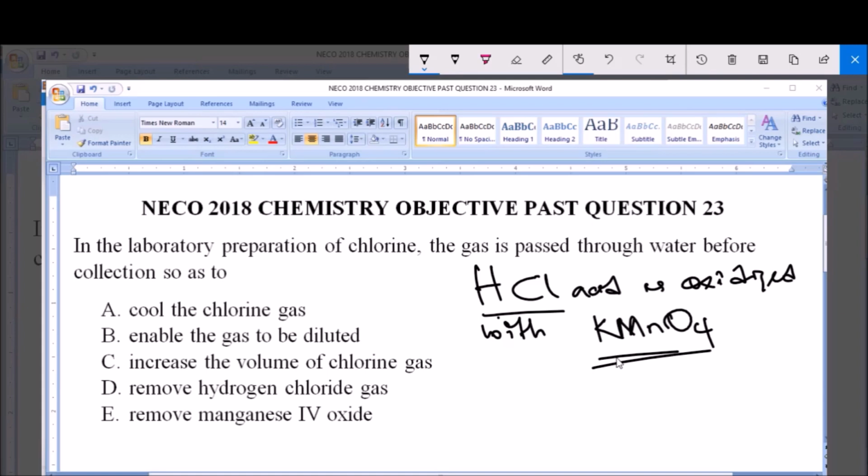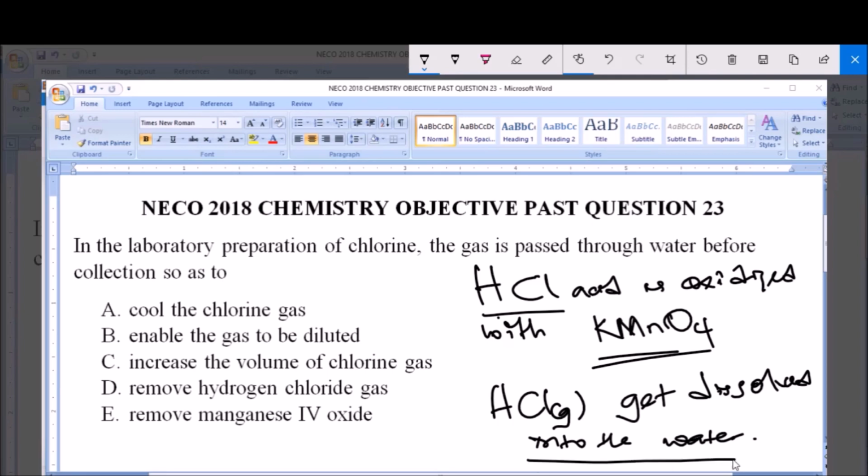Now, as this gas is moved, they get to the water before collection. The essence of this water before collection is so that this hydrogen chloride gas that is evolved, that is the HCl gas, gets dissolved into the water.